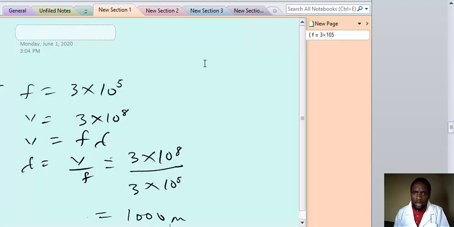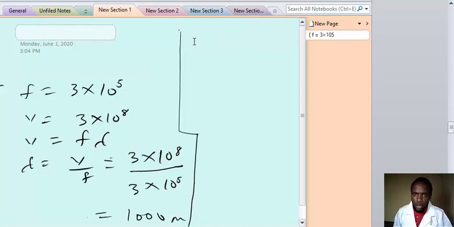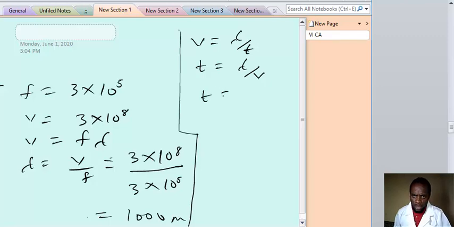The next one, we have to calculate the period. So let's look at what period will be. You will recall that we said that v is equal to lambda over T. That is, the T there is the period. Now if you make T the subject of formula, T will be equal to lambda over v. So what is the lambda? Lambda here we have it as 1000 all over the v. The v is 3 times 10 raised to power 8.